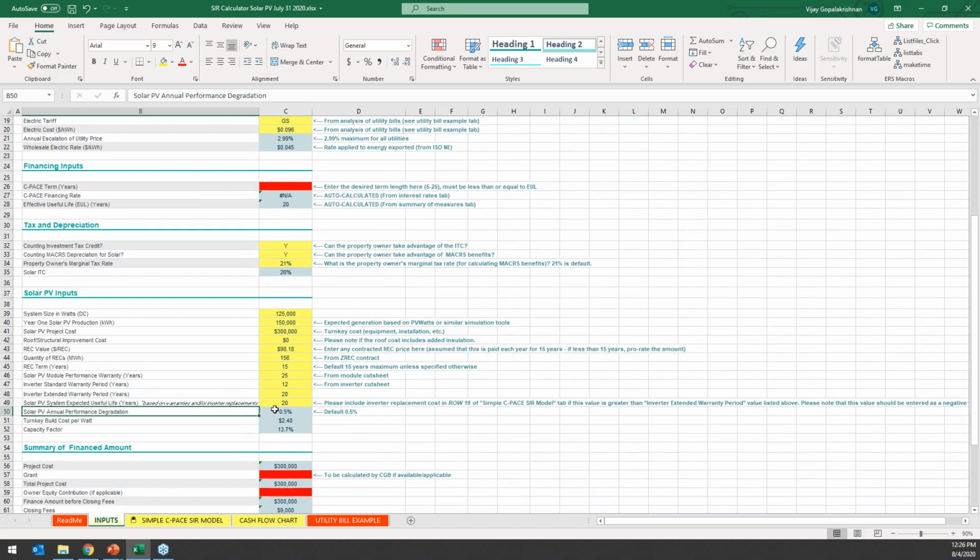Next, you have the solar PV annual performance degradation. We default to 0.5% for solar PV projects. The turnkey project cost is just a reference for us to see that it's in the ballpark. So $2.4 per watt is what we have, and a capacity factor of 13.7%. These two values are just for us to cross-check to make sure that the values are reasonable and within what we typically see.